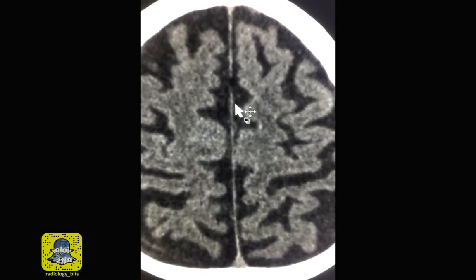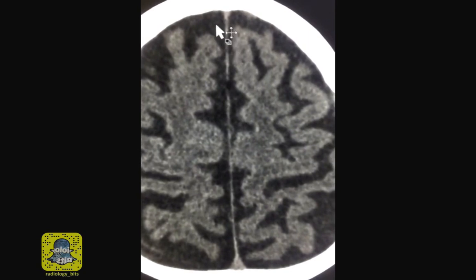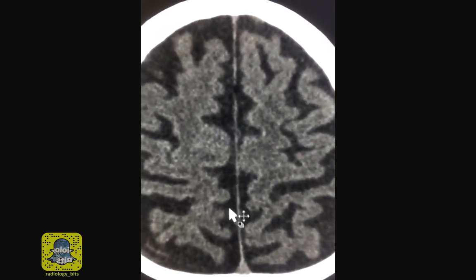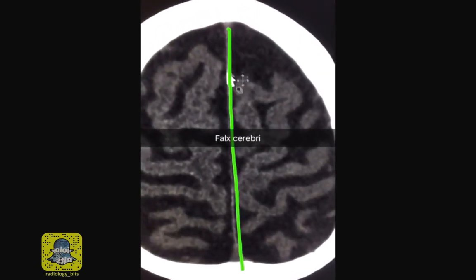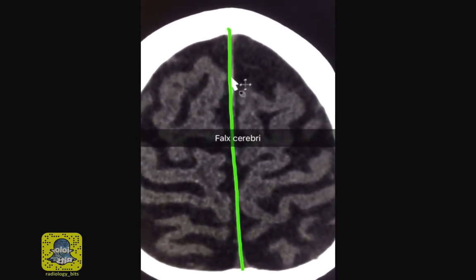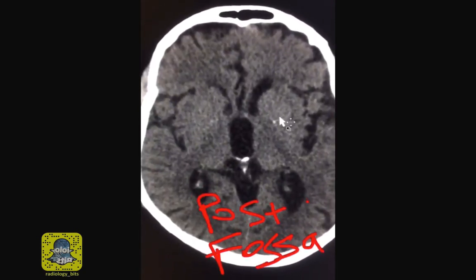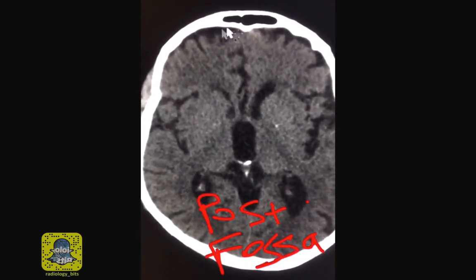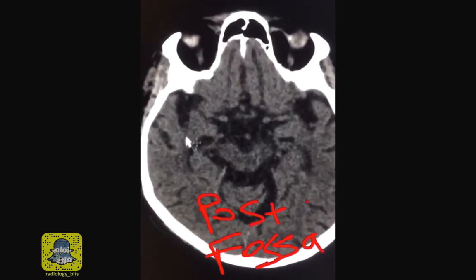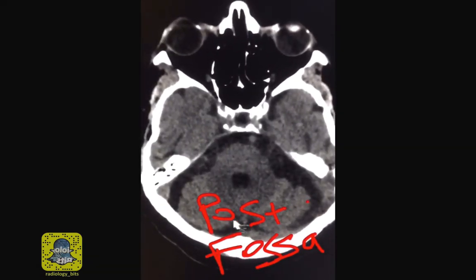Another important structure that is relevant to today's case is this line here. And this is a tough barrier separating both hemispheres. This is what we call the falx cerebri. Now, a good chunk of the brain is located in the anterior and middle cranial fossa, and that's why this is called the posterior cranial fossa.